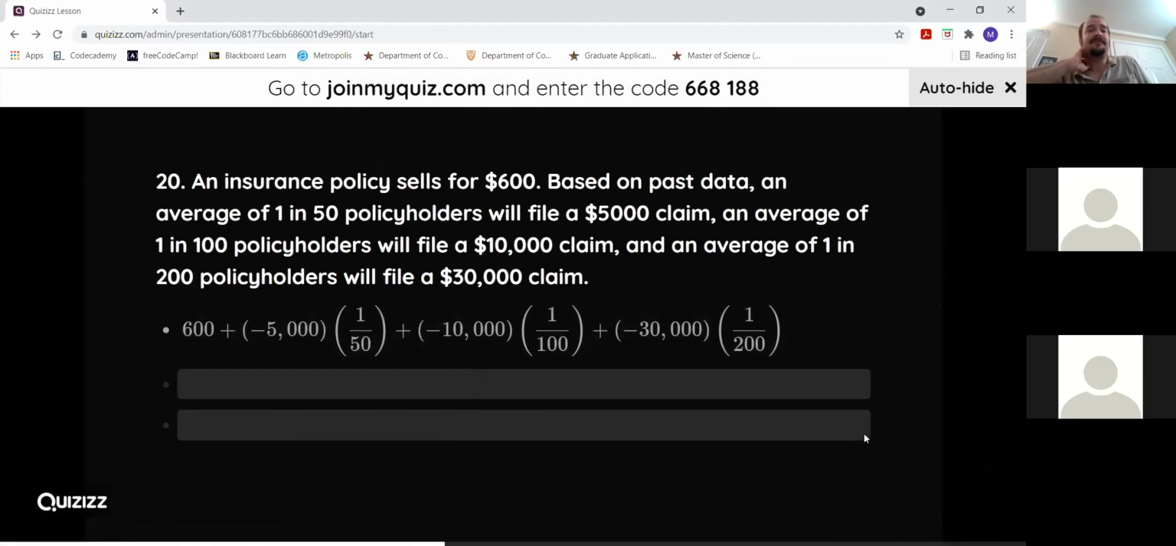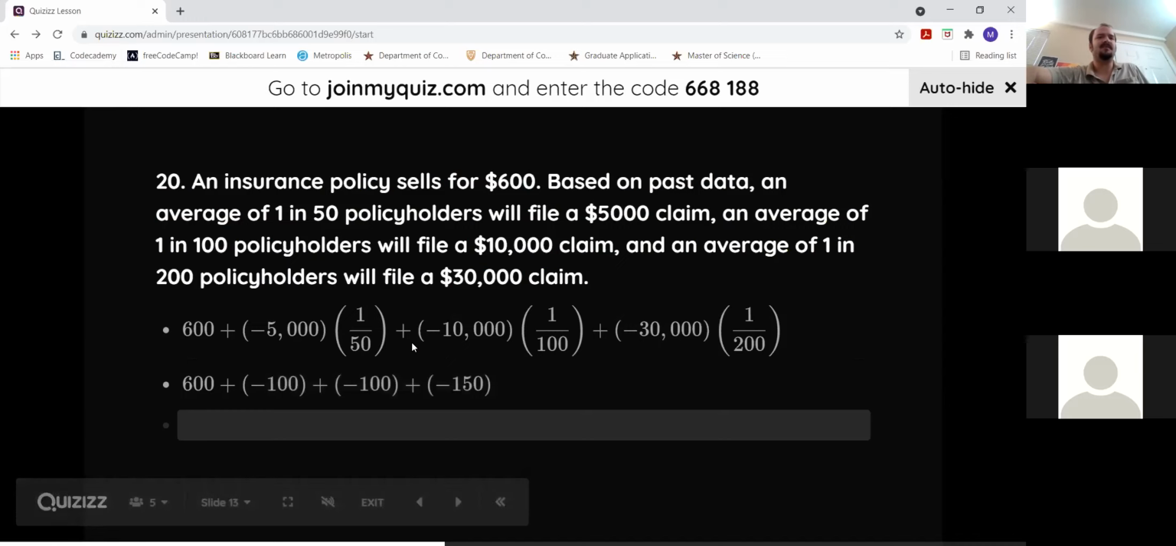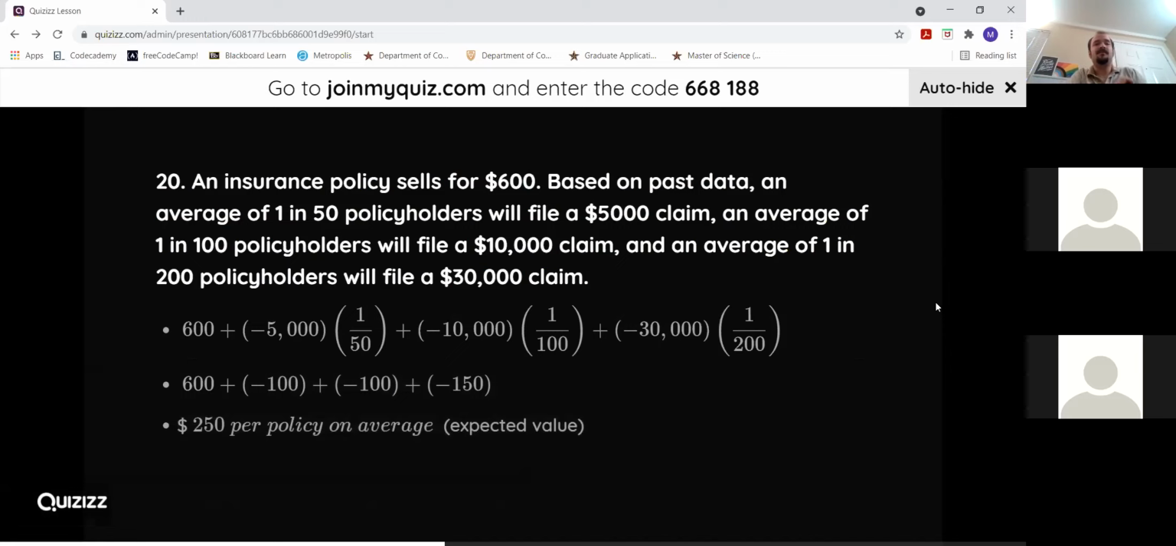The expected value for one policy is what we're doing. So 600. These, I think, give you minus 100. That last one gives you minus 150. So if we take 600 and we minus 350, we should be getting that 250 per policy. So this is my expected value per policy that I sell.